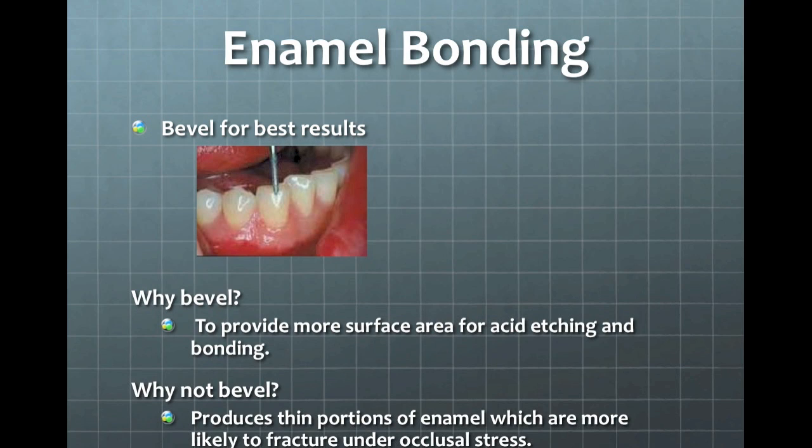Why bevel? Well, number one, it increases surface area. But also it can lead to more aesthetic restorations, and we can talk about that when we meet in person. Why not bevel? Well, you have to be cautious because beveling can produce thin portions of enamel which are more likely to fracture. So you have to think about how you prepare your tooth and where you bevel and that sort of thing.